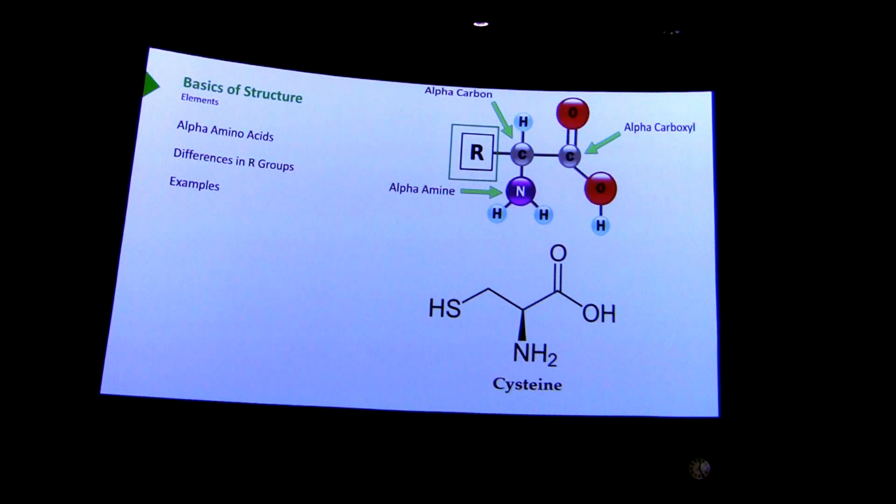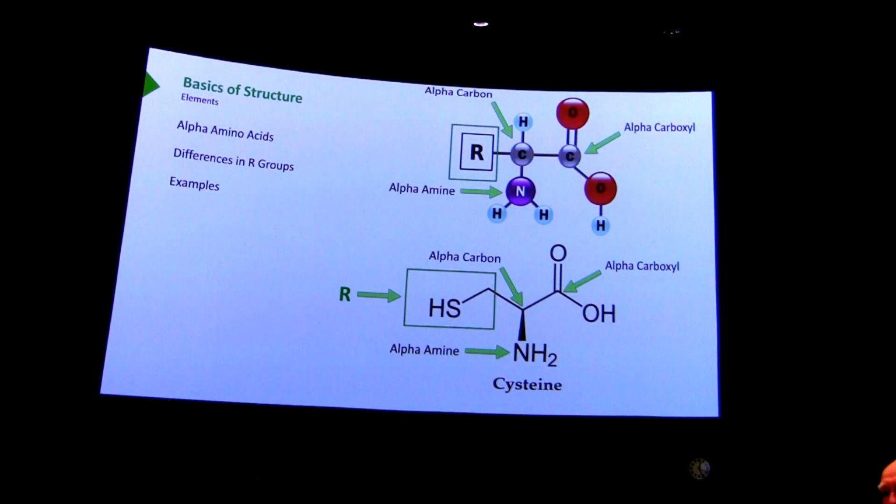There's an example amino acid, cysteine. We see that the central carbon, the alpha carbon, the alpha carboxyl, alpha amine, and R groups are all labeled, as you can see here.